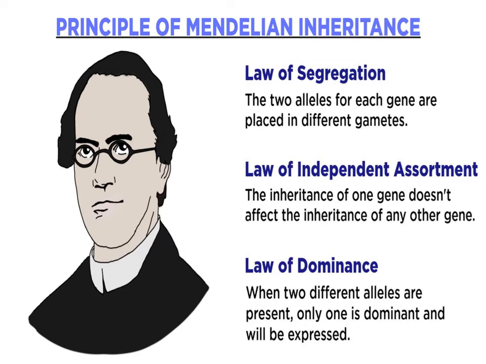First is the law of segregation, which refers to the two alleles for each gene being placed in different gametes. Law of independent assortment: the inheritance of one gene doesn't affect the inheritance of any other gene. Law of dominance: when two different alleles are present, only one is dominant and will be expressed.